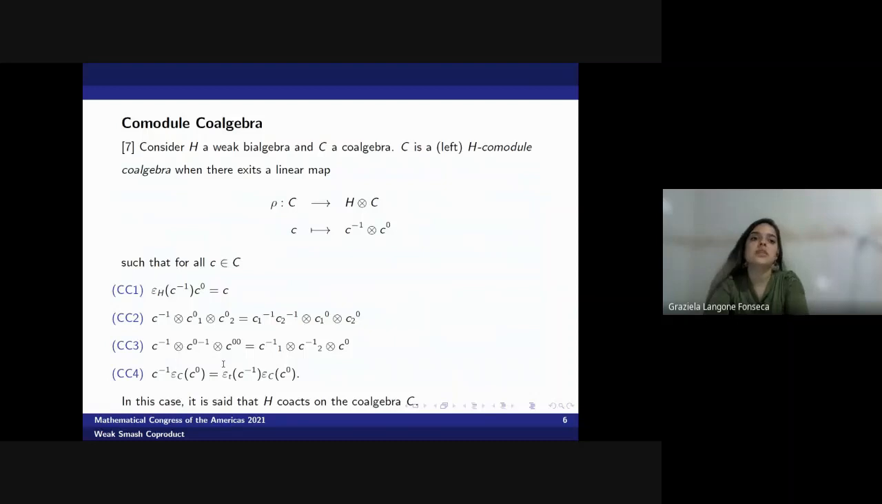A necessary definition is the definition of comodule coalgebra. Consider H a Weak-Bi-algebra and C a coalgebra. C is a left H-comodule coalgebra when there exists a linear map rho from C to H tensor C such that these four properties hold. In this case, we say that H coacts on the coalgebra C.